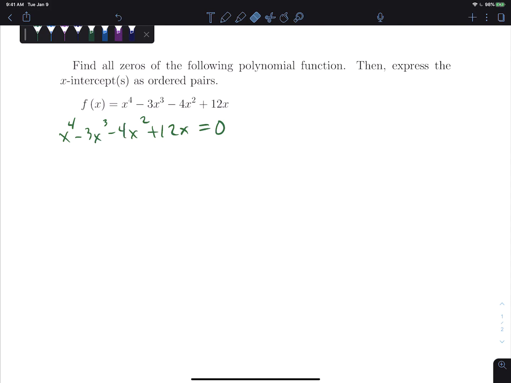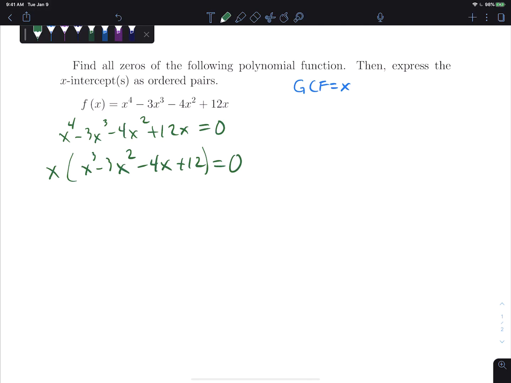Good. Now, here's the thing. We always want to look for greatest common factor first. X to the fourth, x cubed, x squared, x. There is a common factor of x. So let's pull out the x from everything and then see what we have. So we have x cubed minus 3x squared minus 4x plus 12. Good. Now, this x is just x, and we're just going to rewrite it down here as x.